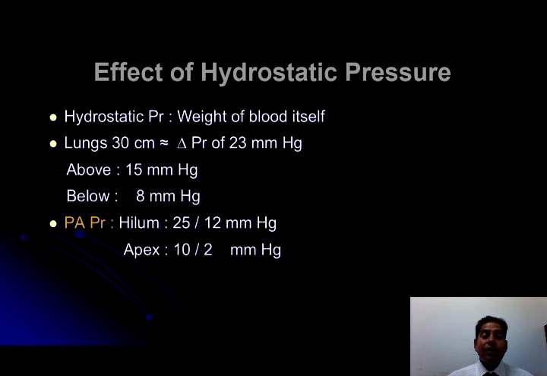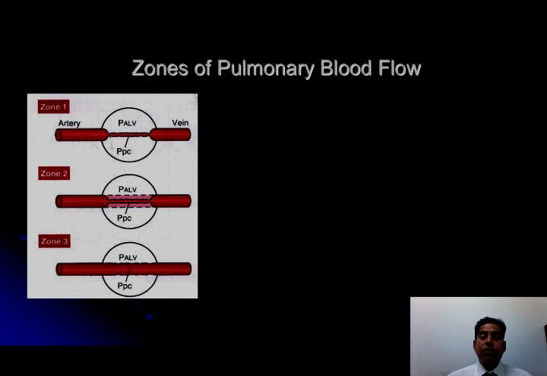At the apex, you take away the 15, so you are left with 10, and below you are adding 8, so we're adding to the weight of the blood column here. So at the base you have pressures of 33 by 20 millimeters of mercury. This is simply because of the weight of the blood.